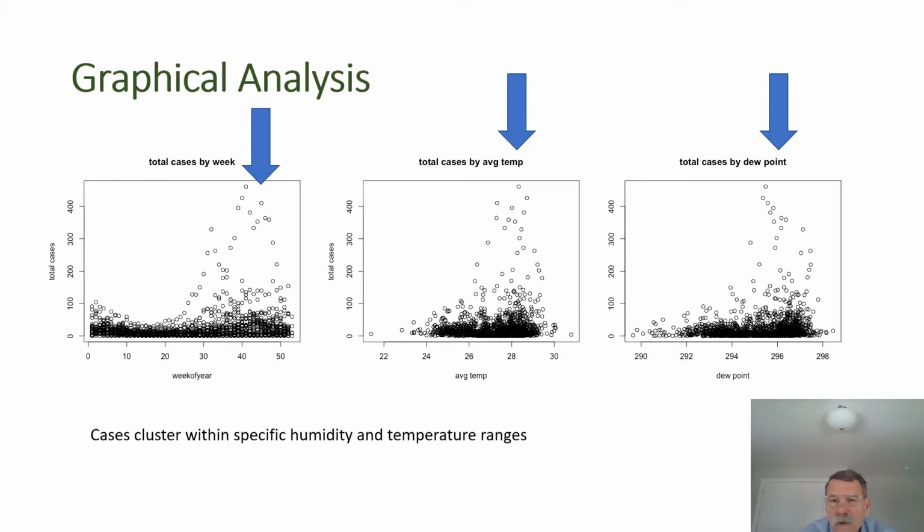So the dew point is a combination of temperature and humidity. And you could see, again, it starts out fairly low at around 292, but when it gets up around 296, 297, dew point is high, a combination of temperature and humidity. You can see that the number of cases accelerate fairly rapidly.